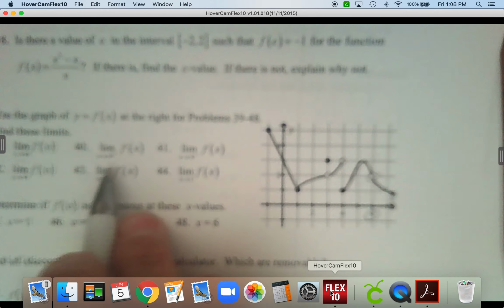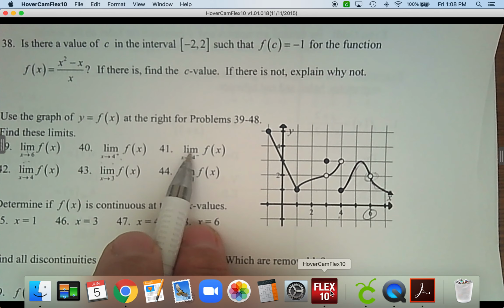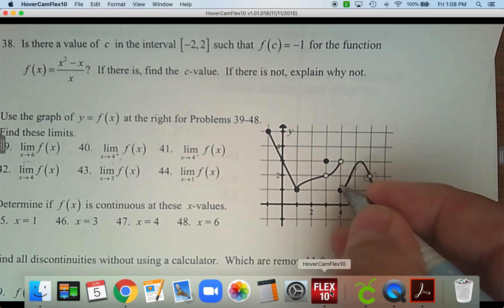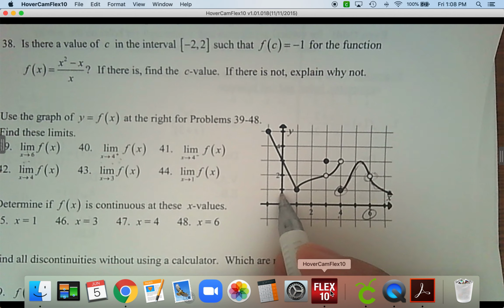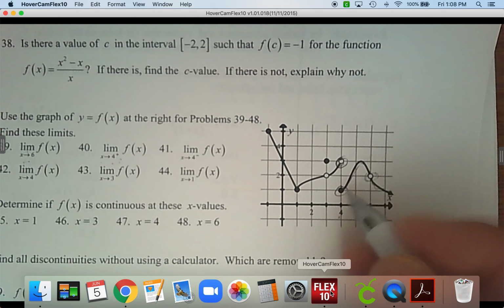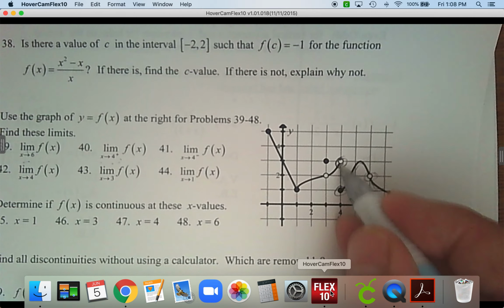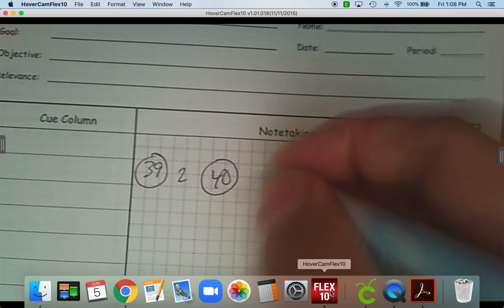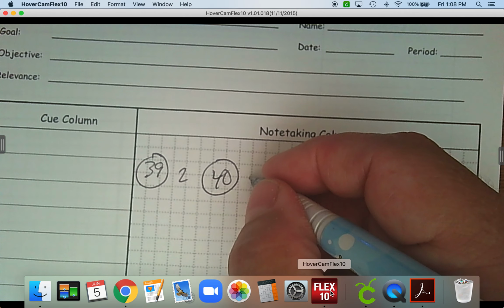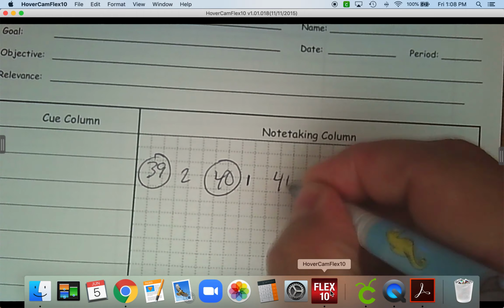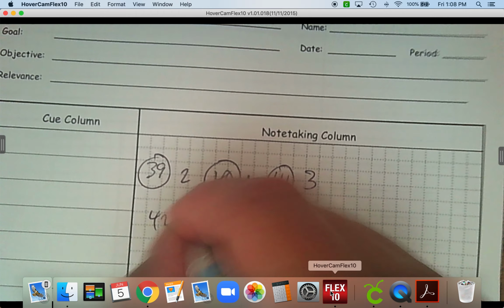Now the question asks, well, 41 asks the other question. But 40 first asks from the right. So from the right, what's the y coordinate it's approaching? So the answer is 1. And then from the left, what's the coordinate that it's approaching? So from the left, the y value is 3. So that's what I'm looking for. So at 40, the answer is 1. And for 41, it's approaching 3. 42.